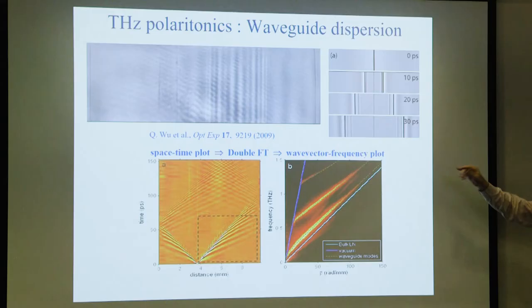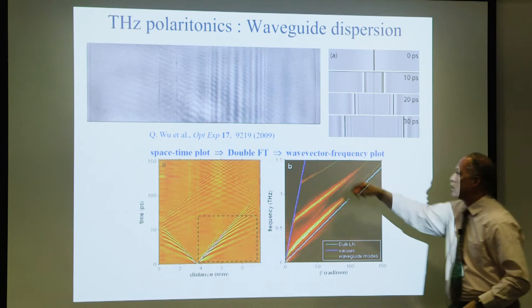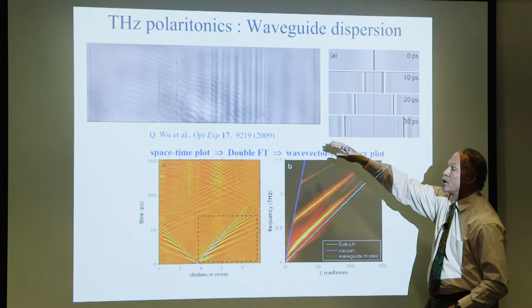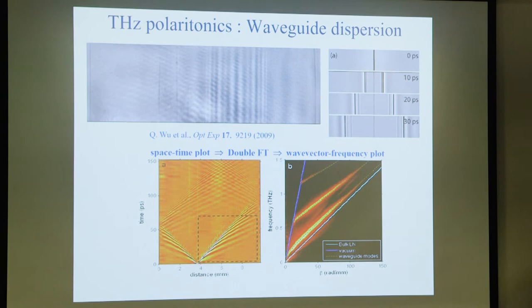From that one movie, we can collapse. Of course, this is redundant in the vertical direction. So we can take a line and then take the next time after that and make another line, another one, and make a time space plot. So this basically encapsulates all of the images that we just saw. And this is time and position. And if we Fourier transform in both dimensions, we have frequency versus wave vector. And this is the dispersion relations for three of the waveguide modes that came out of that one set of images.